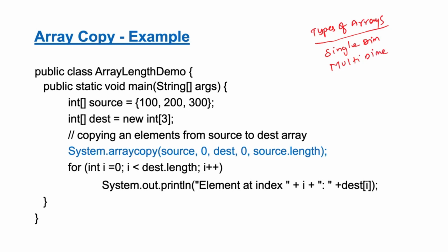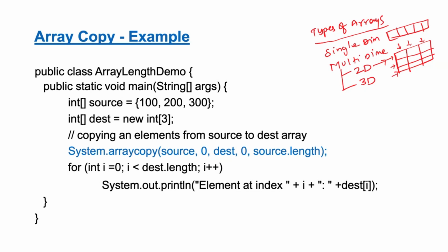In single dimension, we have only one dimension, that is rows. Like this, the elements will be there. In multi-dimension, we have more than one dimension. It may be a two-dimensional or a three-dimensional array. For example, if you take a two-dimensional array, we can read the data in two ways. We can read the data in the form of rows like this, and also we can read the data in the form of columns like this. So these are known as your columns. These are known as your rows.